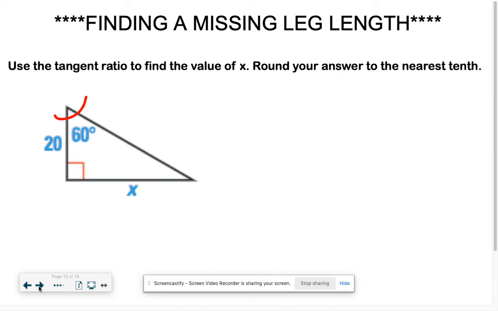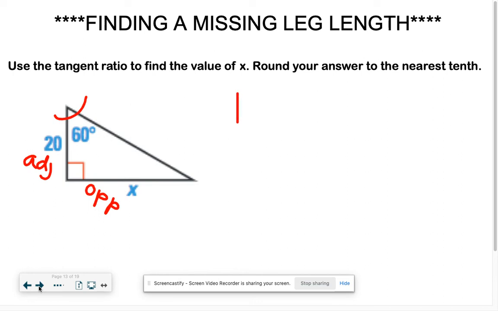And now we have to label the sides that they have given to us. So what is x with respect to 60? What side would this be? Opposite. Yep. And what would 20 be? Adjacent. So we just labeled our sides. That's all we did. We haven't done anything else yet.